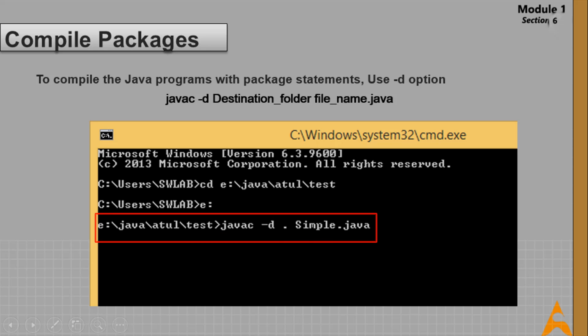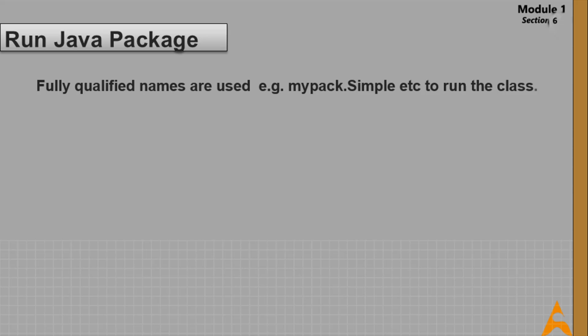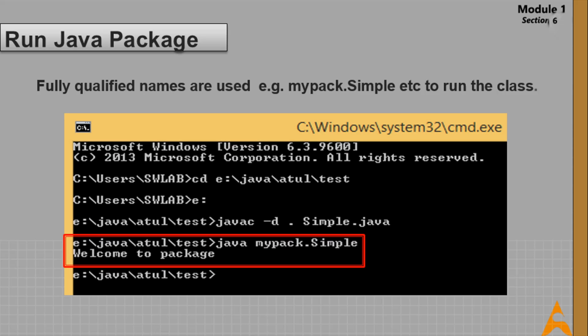Now see your folder, you can see a new folder is created with the package name. I have given my package name as mypack, so you can see that folder. In this folder you can find the compiled class file that can be executed. Now let's see how we can run our class in a package. You need to refer to the package name for running the class, like java packagename.classname. Let's do it. On the command prompt write java mypack.Simple. You can see the output.